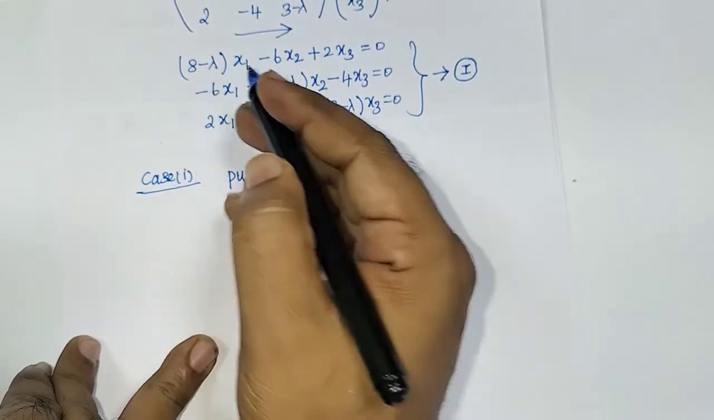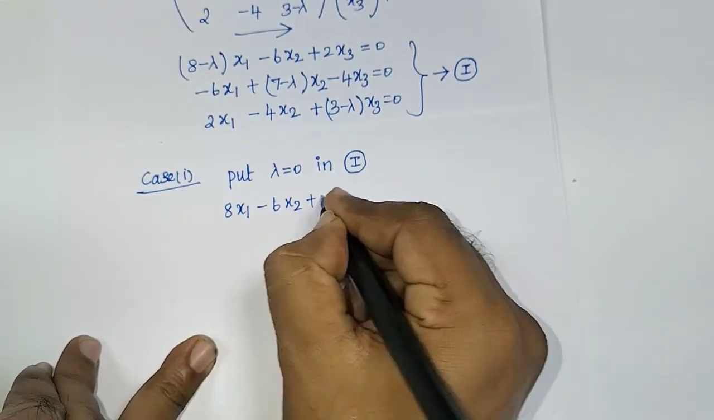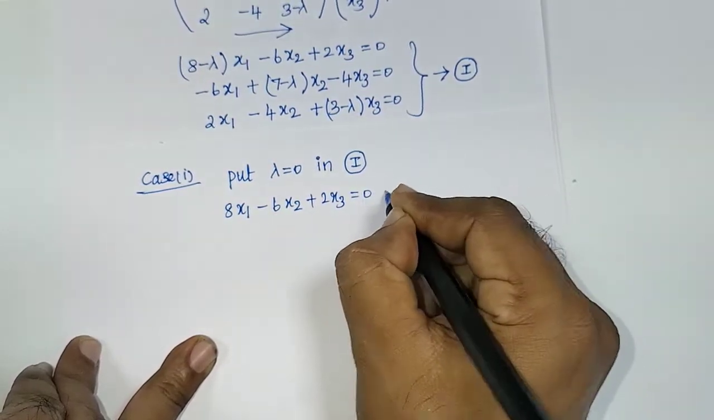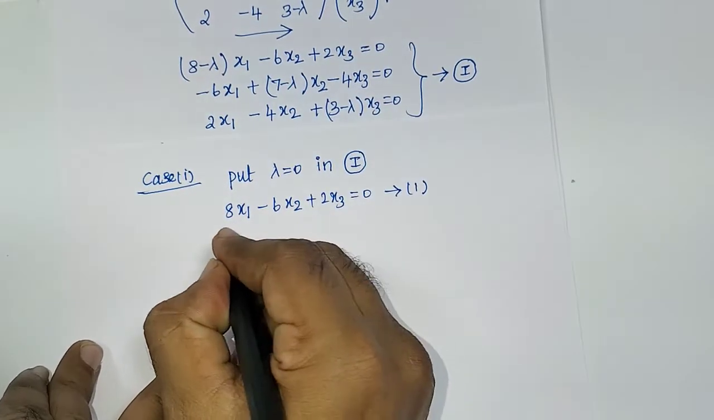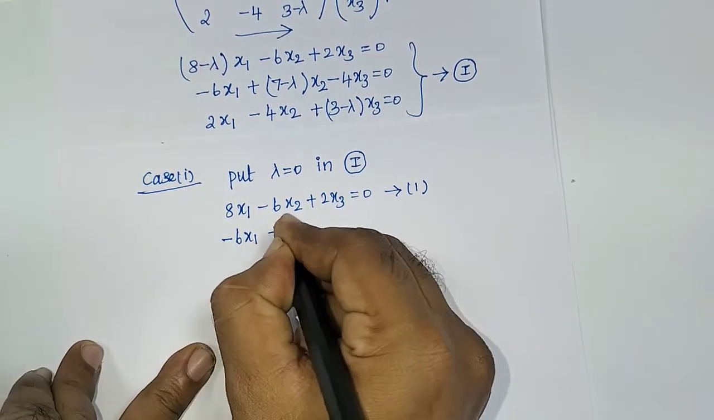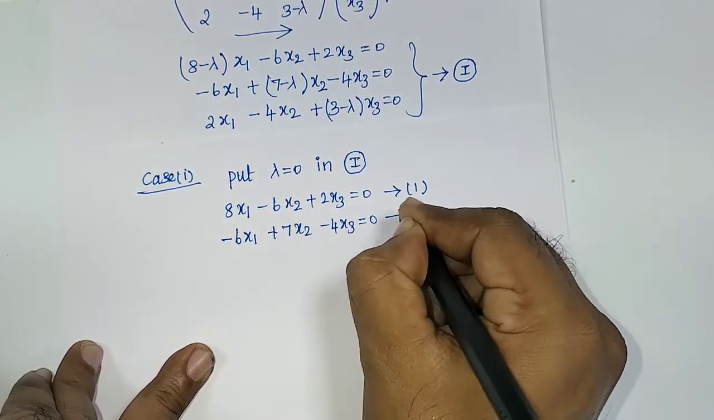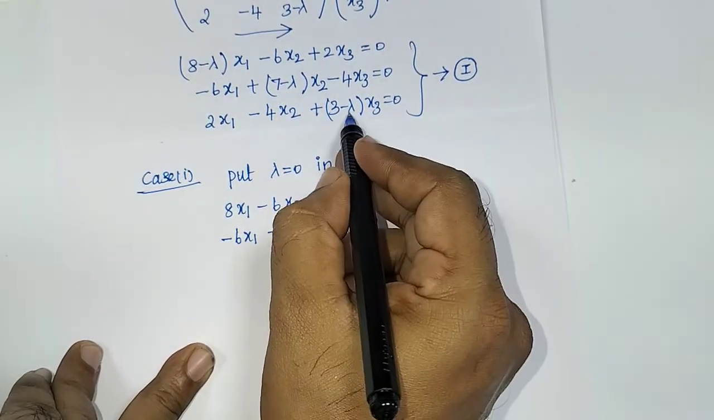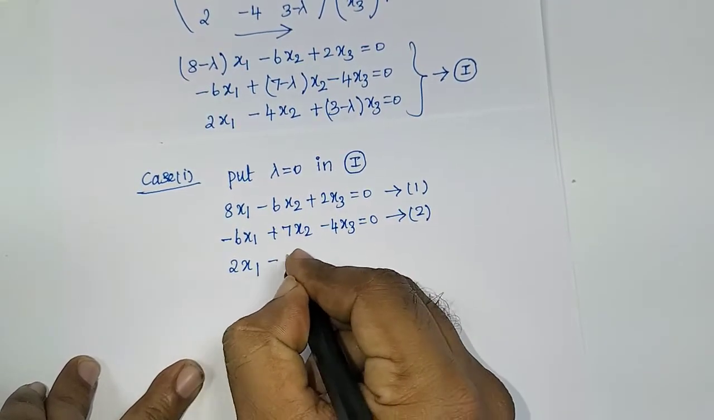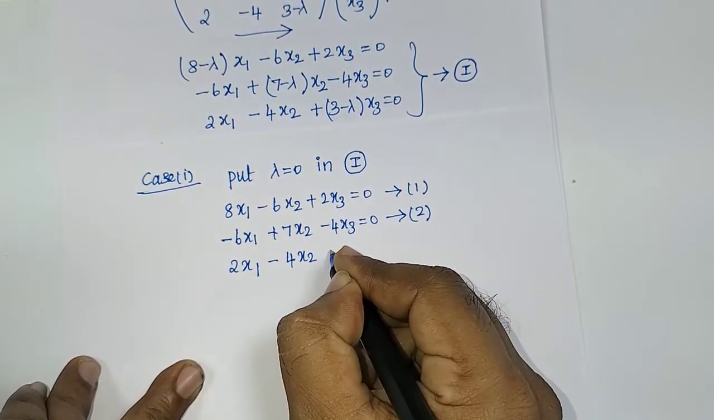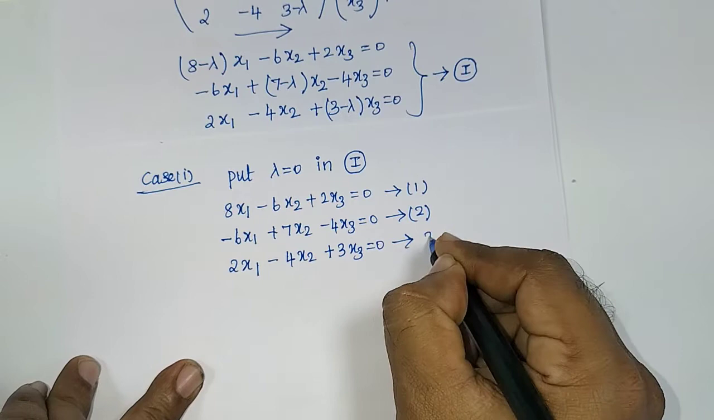So when I am substituting lambda equal to 0, I will get 8x1 minus 6x2 plus 2x3 is equal to 0, which is equation number 1. And in the second equation, you can substitute lambda equal to 0, you will get minus 6x1 plus 7x2 minus 4x3 is equal to 0, which is equation number 2. And substitute in the third one lambda is equal to 0, I will get 2x1 minus 4x2 plus 3x3 is equal to 0, which is equation number 3.